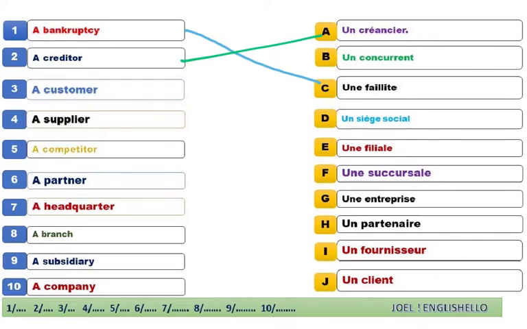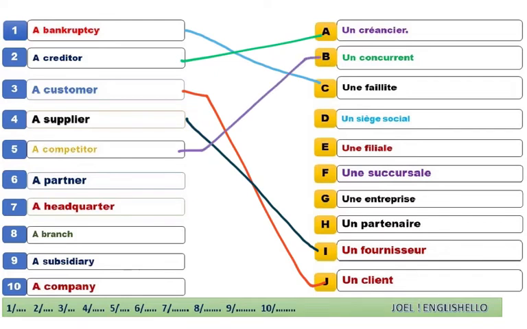A customer. Un client. A supplier. Un fournisseur. A competitor. Un concurrent. A partner. Un partenaire. All right. Votre fournisseur peut être un partenaire. Your supplier can be your partner.